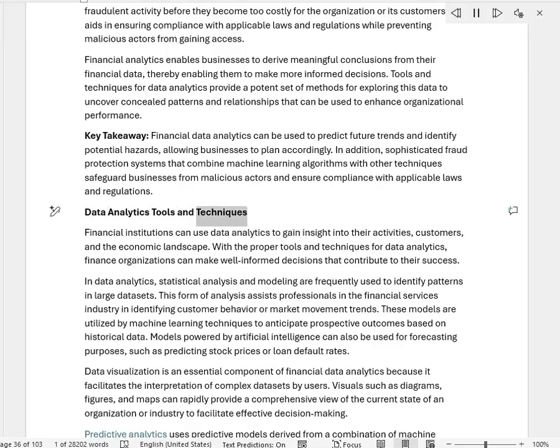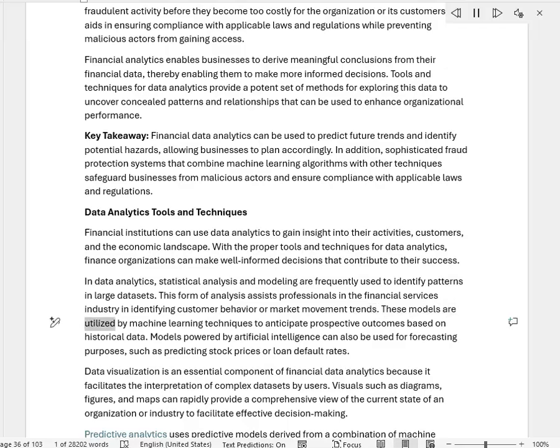Data analytics tools and techniques. Financial institutions can use data analytics to gain insight into their activities, customers, and the economic landscape. With the proper tools and techniques for data analytics, finance organizations can make well-informed decisions that contribute to their success. In data analytics, statistical analysis and modeling are frequently used to identify patterns in large data sets. This form of analysis assists professionals in the financial services industry in identifying customer behavior or market movement trends.